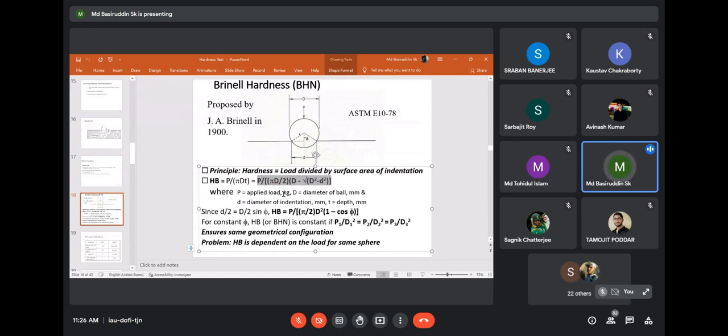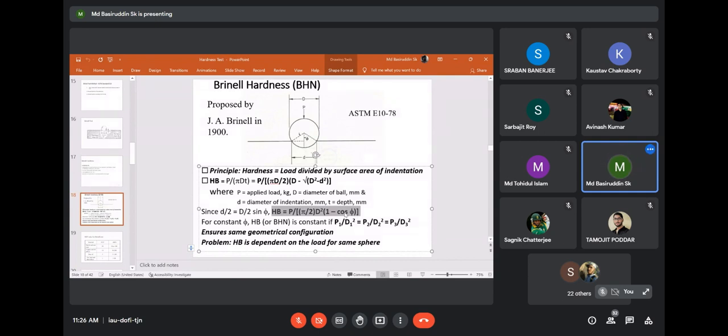So you can easily simplify these equations in terms of cos phi or sine phi. Finally you will get these equations, and here you can find that HB is proportional to P by D square when phi is constant. So you need to keep in mind that your phi should be constant in each and every test.